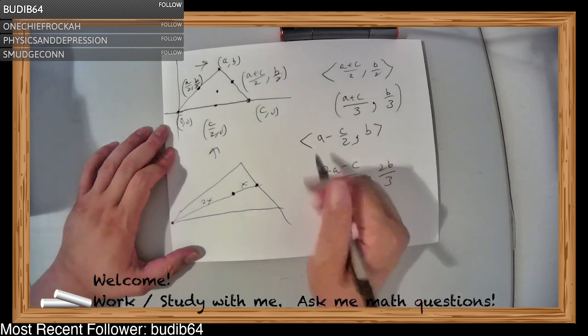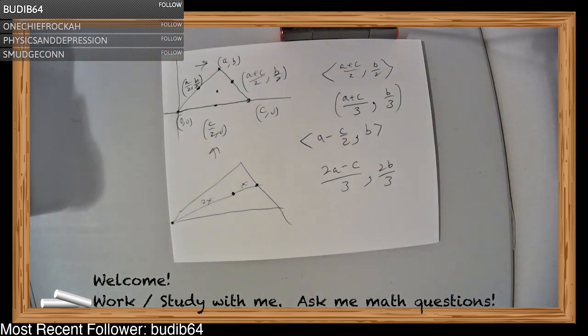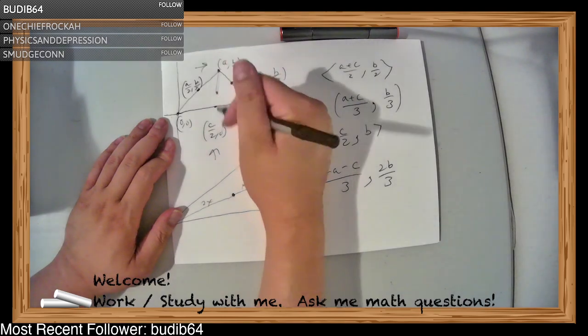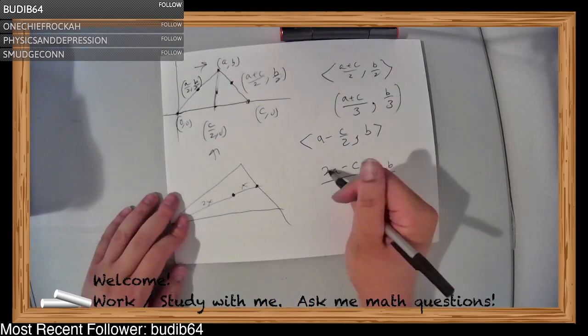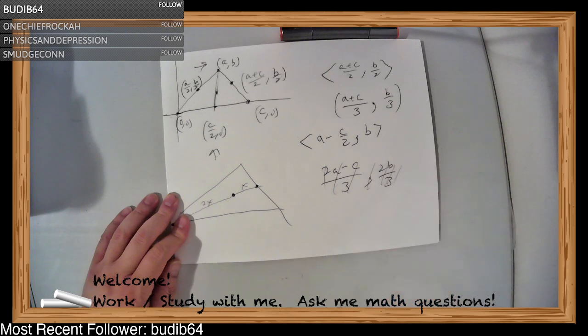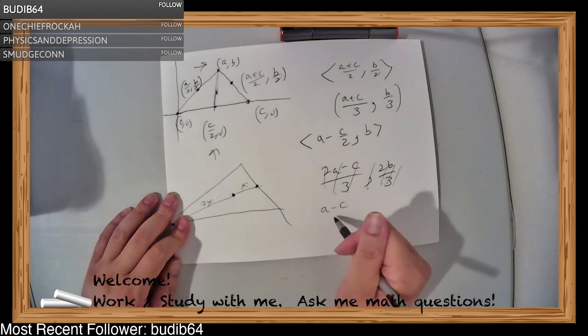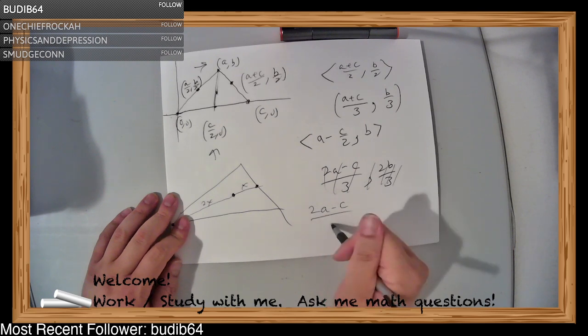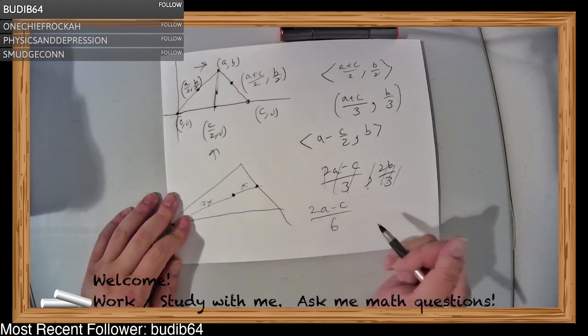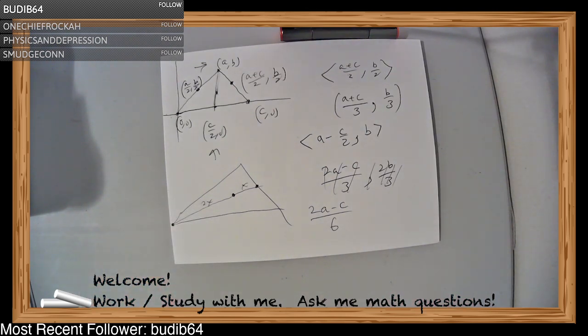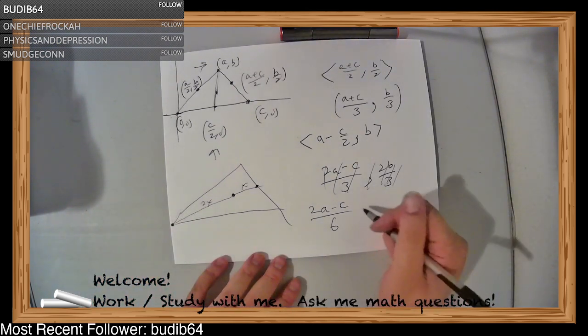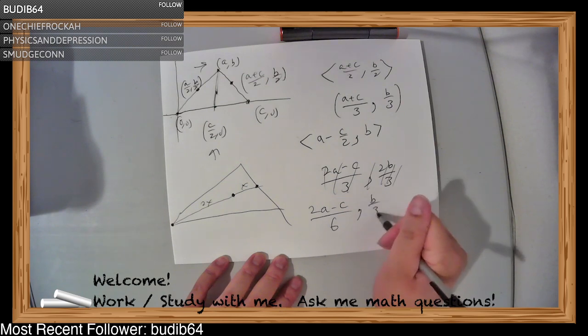So this is 2/3 of the vector here, but we have to add it. Oh, why did I take 2/3? Okay, sorry. This is 2/3, this is 1/3. So let's use 1/3 instead. That would be better. Sorry about that. So we're going to take 1/3 of a minus c. Oh dear. So this is (2a minus c) over 6, I want to say. And then b over 3.